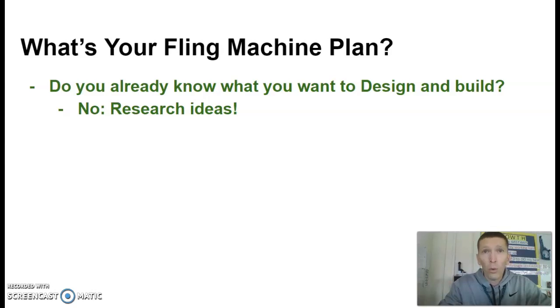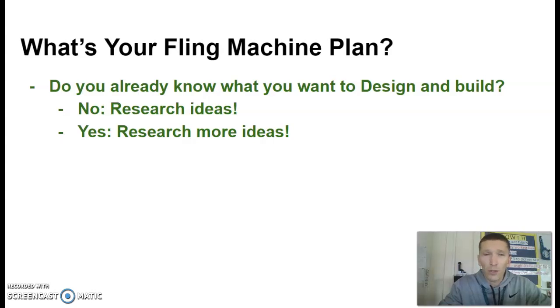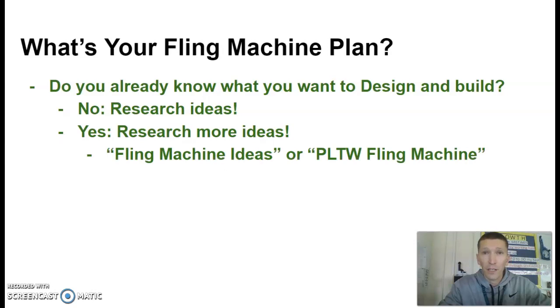If you already know what your plan is, then I still want you to research some more. You should have more than one plan, one idea, and researching may end up tweaking your plan into making something different. So when you research, one common way to do it is just simply Googling Fling machine ideas or PLTW Fling machine, and that is what our course is, Project Lead the Way Fling machine.